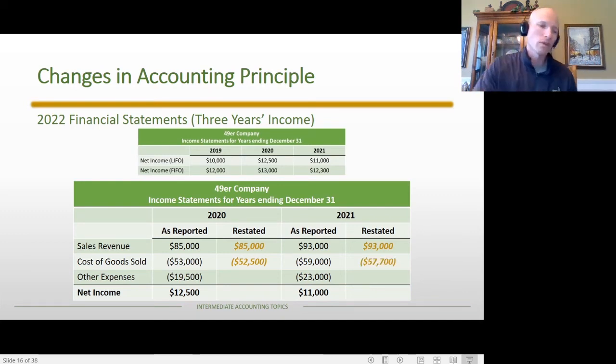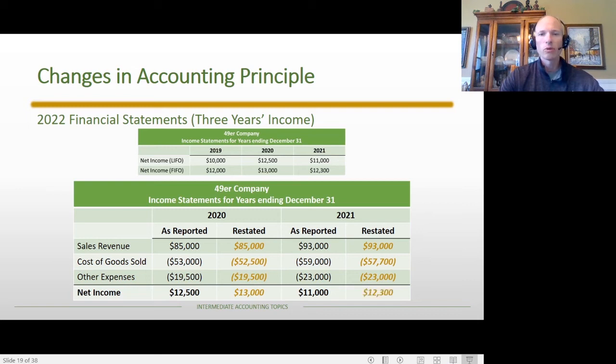$57,700. Hopefully you were able to get that. Again, the cost of goods sold number would decrease by $1,300. All other expenses are the same. This is only one account, so we don't have to worry about other expenses. And of course, that means that our net income in 2020 is restated, and it's restated as $12,300 in 2021.